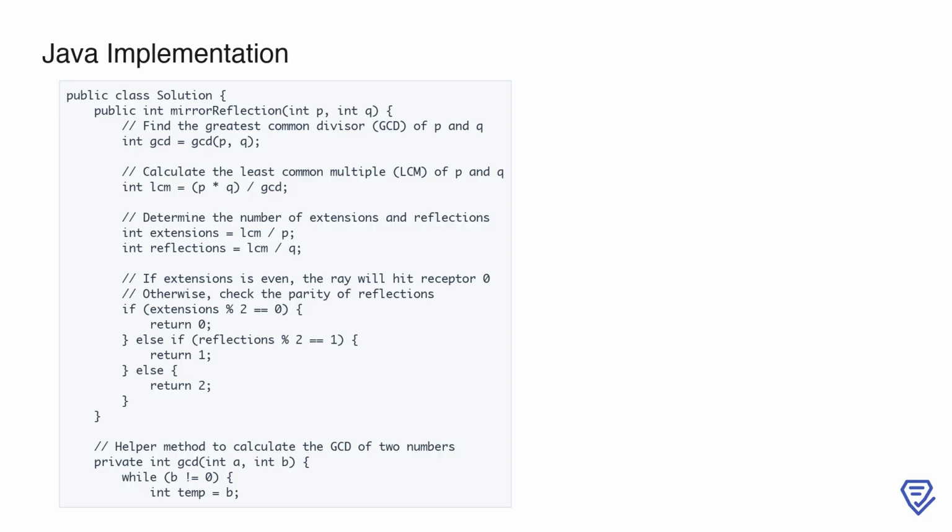Now, the key logic follows. If the number of extensions is even, we know the ray hits receptor 0. Otherwise, we look at the parity of the reflections. If the reflections are odd, the ray will hit receptor 1. If they are even, it will hit receptor 2. Finally, this method returns the corresponding receptor number based on these conditions.